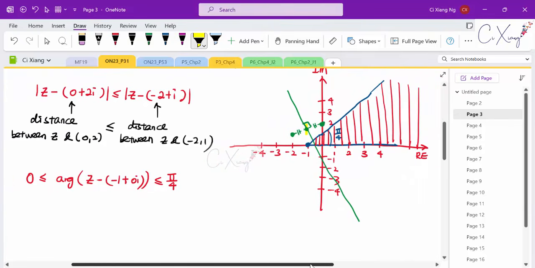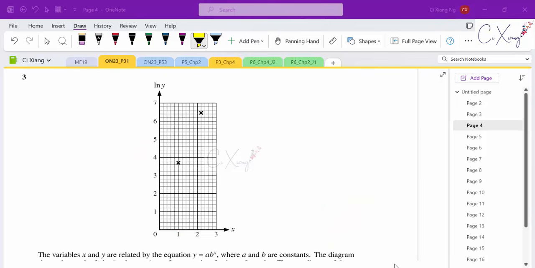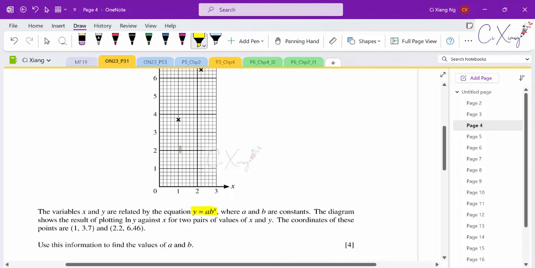Okay, so this is how we decide how to shade the area that fulfills the two inequalities in the complex number. So question number 3. We are given a diagram, and the variables x and y are related by the equation y equals ab power x, where a and b are constant. The diagram shows the result by plotting ln y against x. So you realize that our y-axis will be ln y, not the original y. For the two pairs of values of x and y, the coordinates of these points are these two. By using this information, find the values of a and also b.